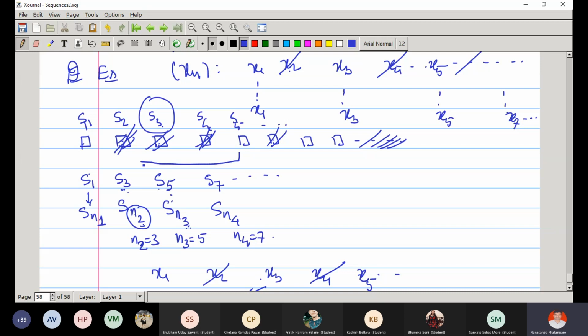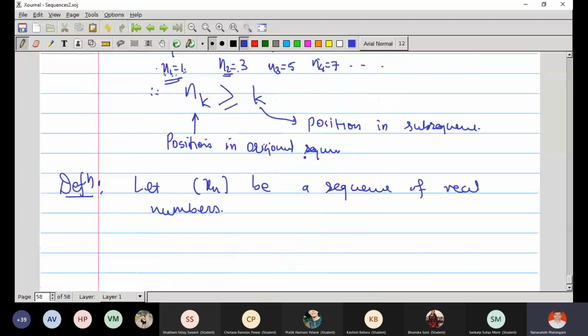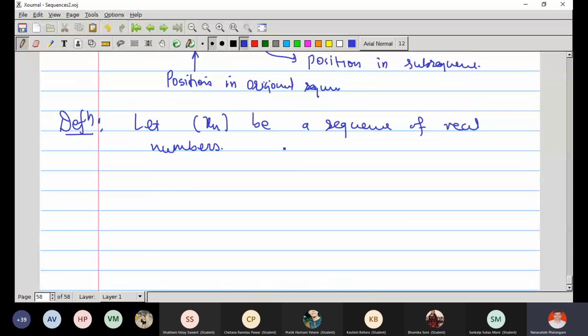This student will get shifted here, then these 2 students will get shifted, then after that these students will get shifted. In that way, we are not going to mix the positions, correct? So let xn be a sequence of real numbers.